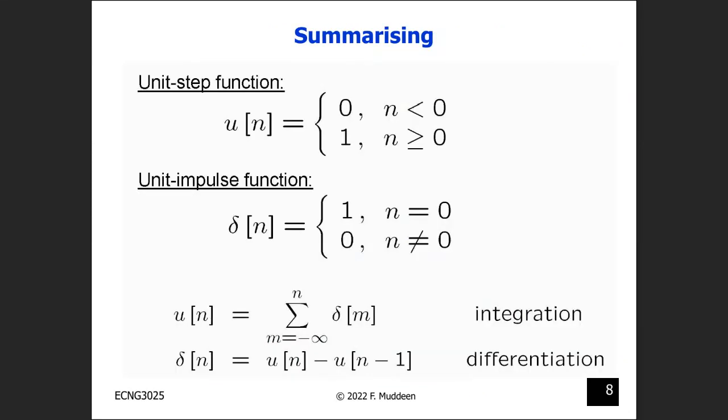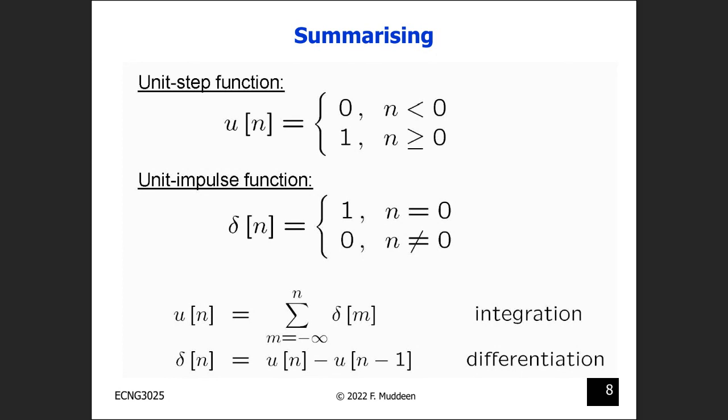Okay, so just summarizing the behaviors that we have: the discrete time unit step is a sequence of values which are 0 before n equal to 0 and 1 for n greater than or equal to 0. The discrete time unit impulse, or the unit sample, is a single value of 1 at n equal to 0, and 0 everywhere else.